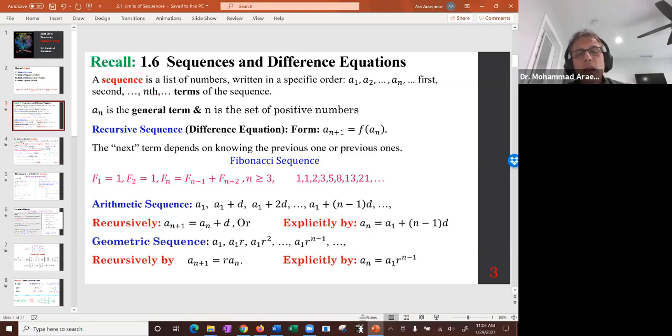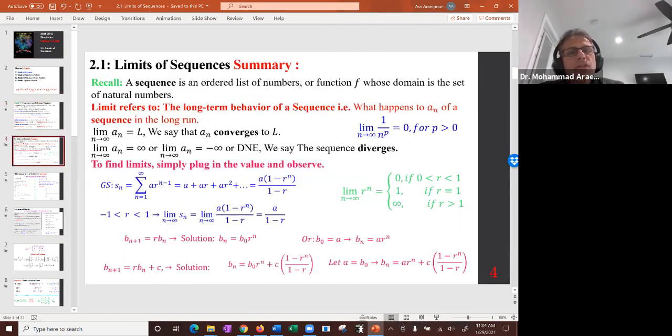An explicit formula was also discussed for arithmetic sequences: a sub n equals a sub 1 plus n minus 1 times d. And for a geometric one, a sub n equals a sub 1 times r to the power of n minus 1.